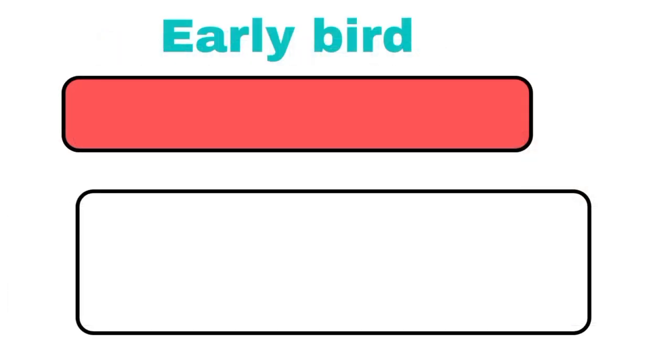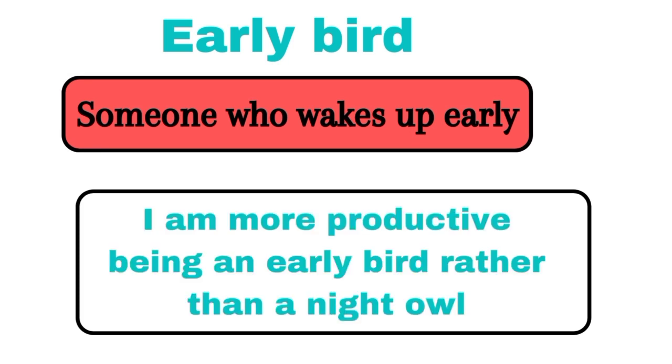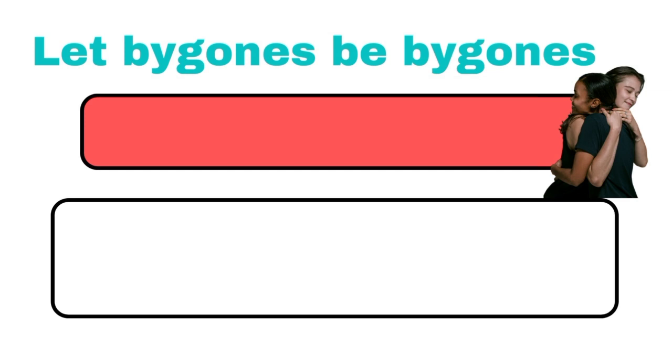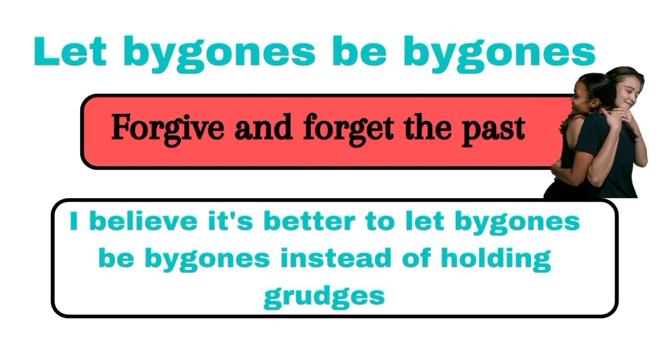Early bird. To be an early bird means someone who wakes up early. For example, I am more productive being an early bird rather than a night owl. This is someone who stays up all night. Let bygones be bygones. This means to forgive and forget the past. Let's move on. For example, I believe it's better to let bygones be bygones instead of holding grudges.